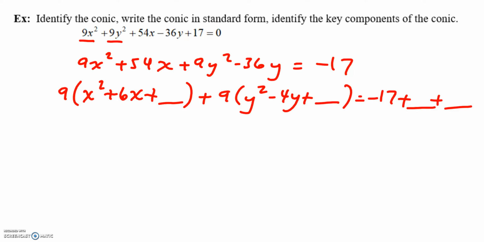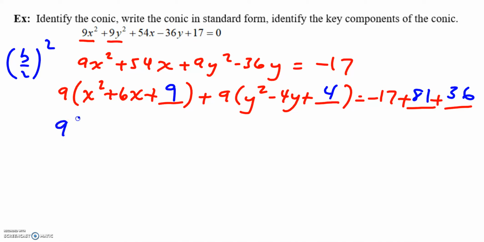Now here's where you just need to be careful. To complete the square, to get that blank, it's b over 2 squared. So 6 over 2 squared is 9, and negative 4 divided by 2 squared is 4. So I wouldn't just add 9 over here. I would add 9 times 9, or 81. And here I'd not just add 4, but add 9 times 4, or 36 over here.